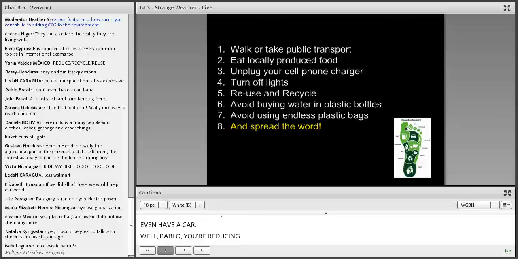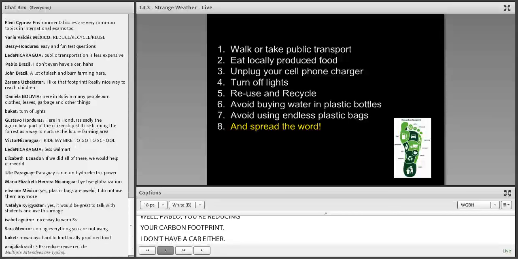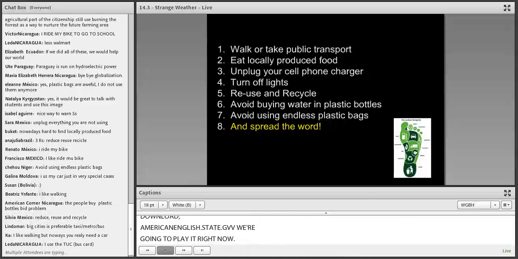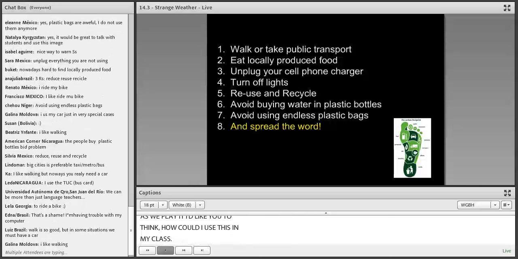I like walking. I like walking so much that I even created a little song about it. And this song is available for you to download at americanenglish.state.gov. And we're going to play it right now. And as we play it, I'd like you to think, how could I use this in my class? What activity could I do with this song?